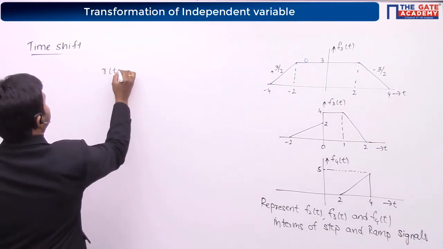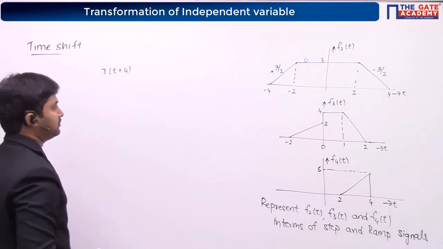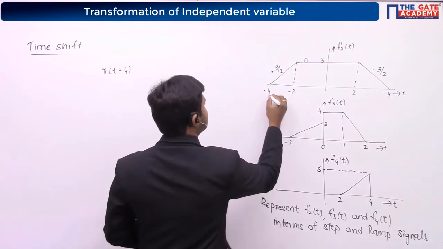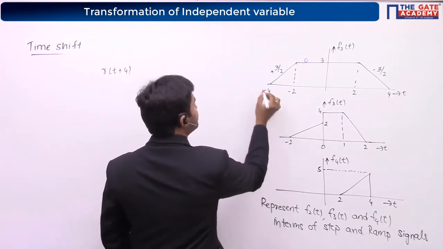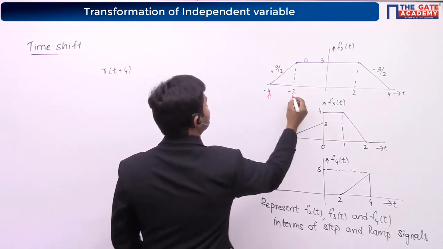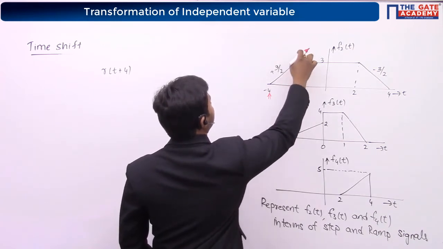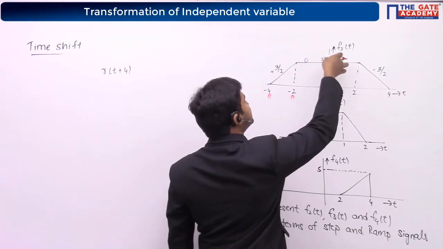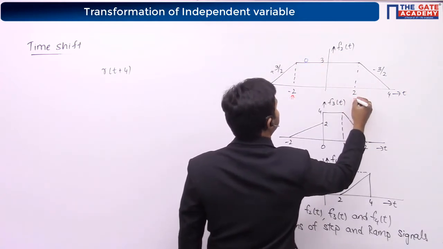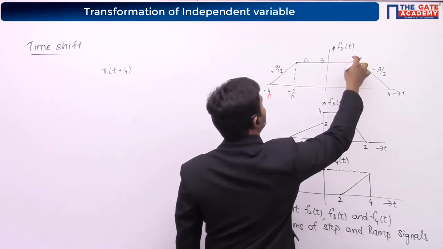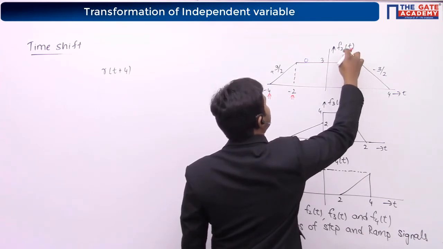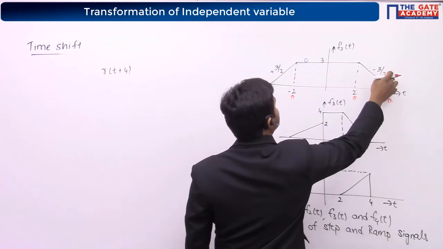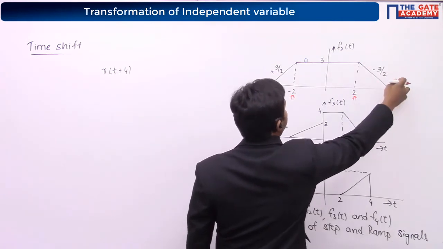R of t plus 4. Okay, because here we can see the change in slope from 0 to 3 by 2 at minus 2, and 3 by 2 to 0 at t is equal to 0, there is nothing changing. At t is equal to 2, the slope is changing from 0 to minus 3 by 2. And at t is equal to 4, the slope is changing from minus 3 by 2 to 0.